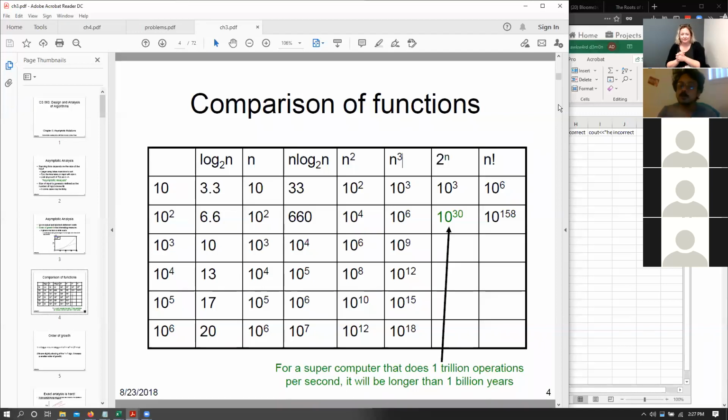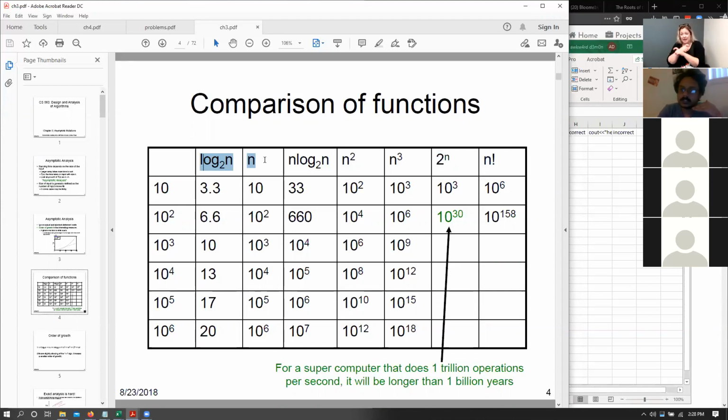Then we also have more complicated algorithms such as 2 to the power of n, where n is the number of elements, and we also have n factorial. That grows way faster than 2 to the power of n. So you guys can see here that log base 2 of n, or log of n, is the best complexity that we can get except for a constant complexity.